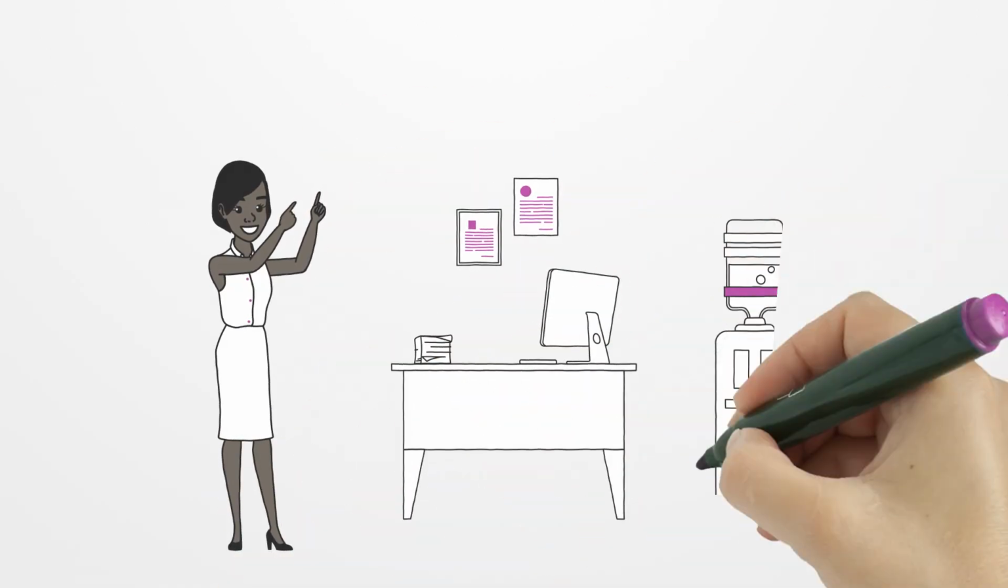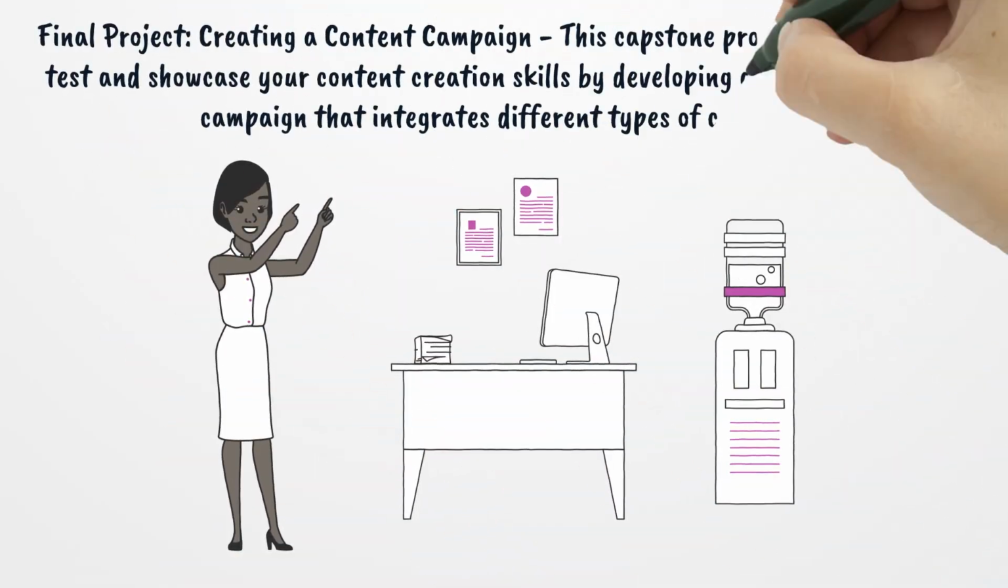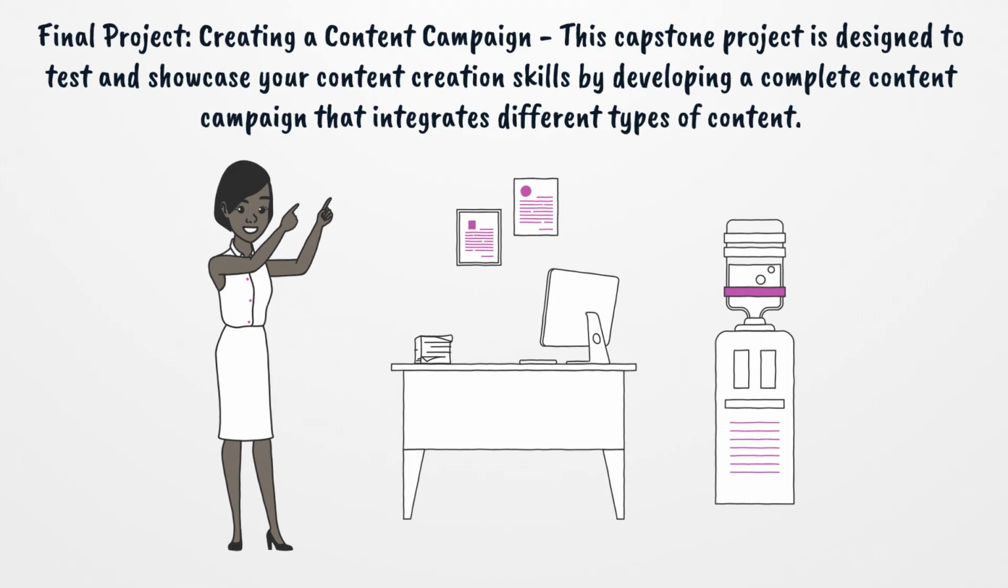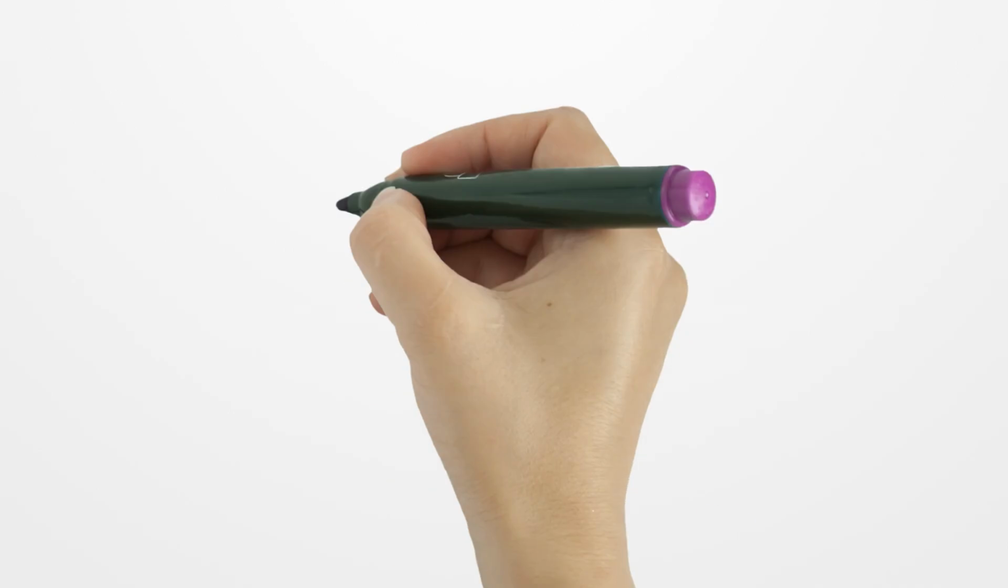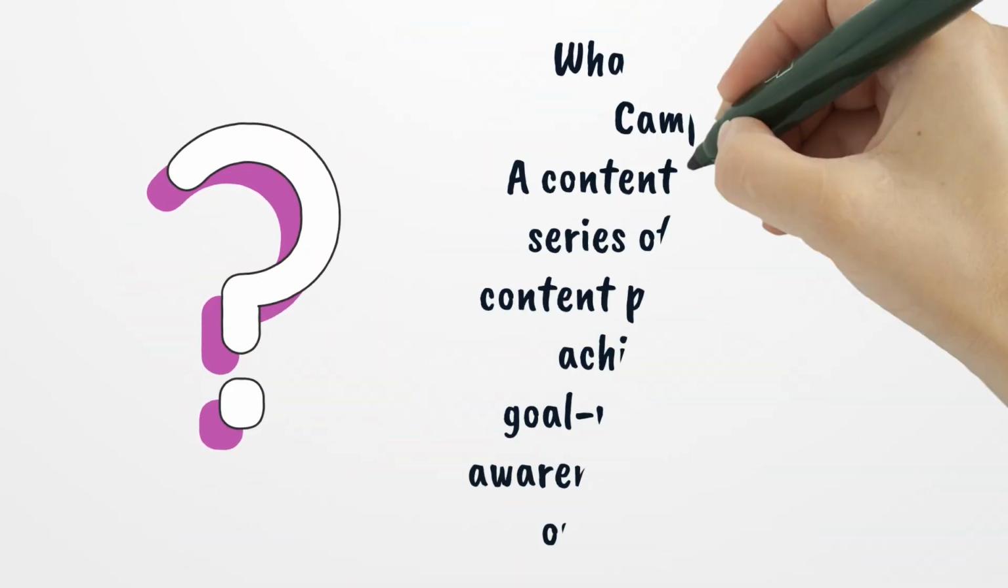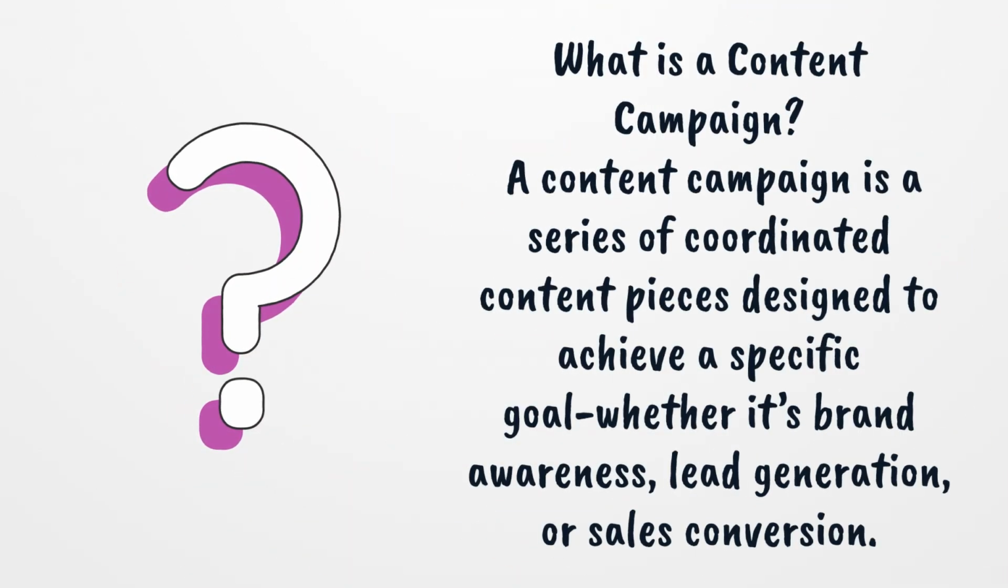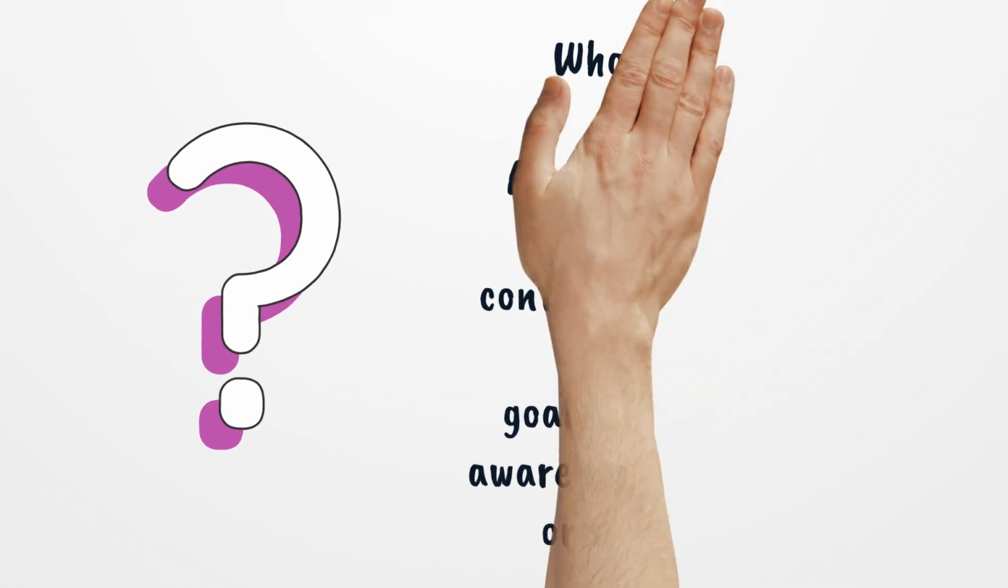Final project, creating a content campaign. This capstone project is designed to test and showcase your content creation skills by developing a complete content campaign that integrates different types of content. What is a content campaign? A content campaign is a series of coordinated content pieces designed to achieve a specific goal, whether it's brand awareness, lead generation, or sales conversion.